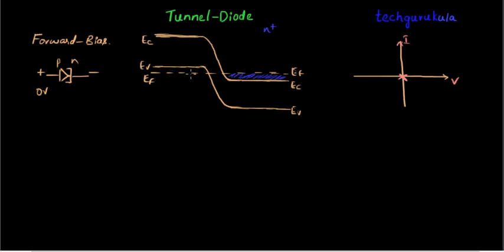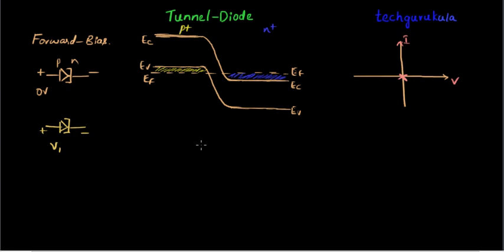And if you look at the other side, which is P plus, in this case we'll have a lot of empty spaces here, which means unoccupied states in the valence band, which represent the holes in the valence band of this P plus semiconductor. So we have plenty of electrons here below the Fermi level, and we have plenty of holes above the Fermi level in this P plus. So looking at this, suppose we apply some positive voltage, say V1, across this tunnel diode.